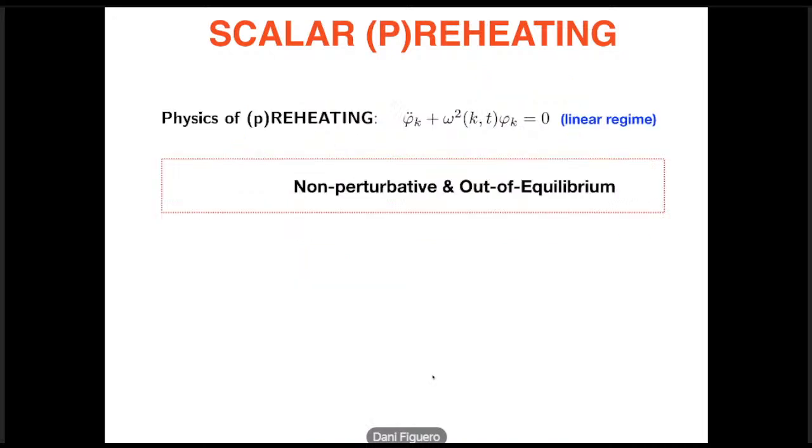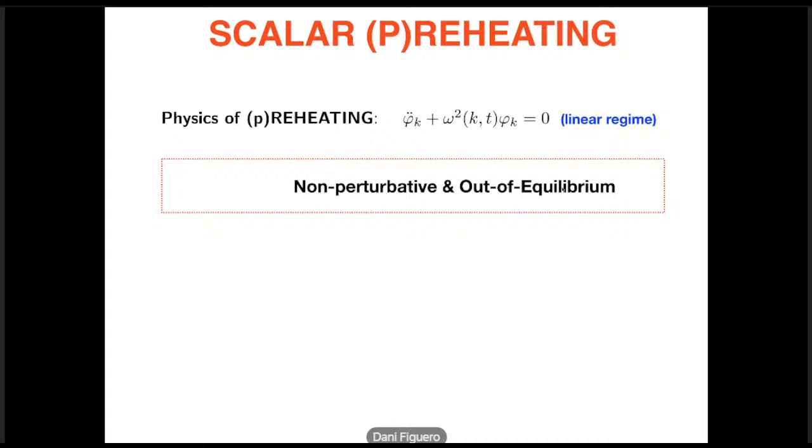I'm not going to enter into the details of that because I'm going to focus on something else, but let's say that starting preheating typically amounts to solving oscillator-type equations for the mode fluctuations of this kind, with a scale and time dependent effective frequencies. In the linear regime, of course, this is relatively easy. You can solve it in Mathematica or sometimes even analytically. But still, this is a non-perturbative and out of equilibrium phenomenon. Okay, so it's a complicated phenomenon of field theory.